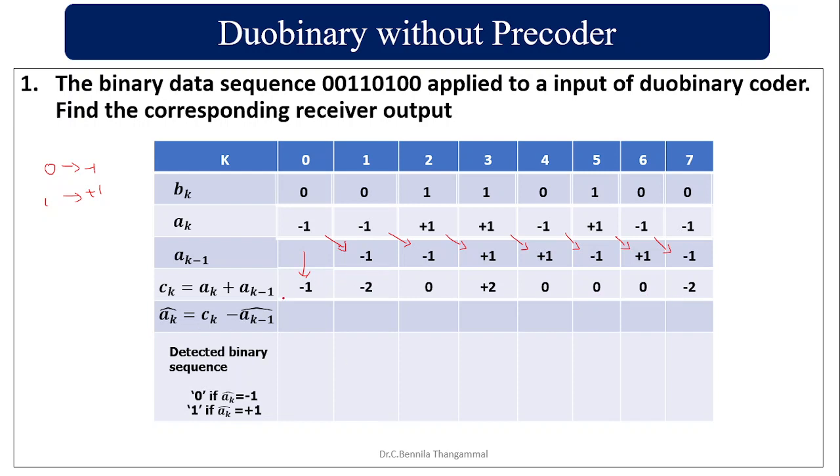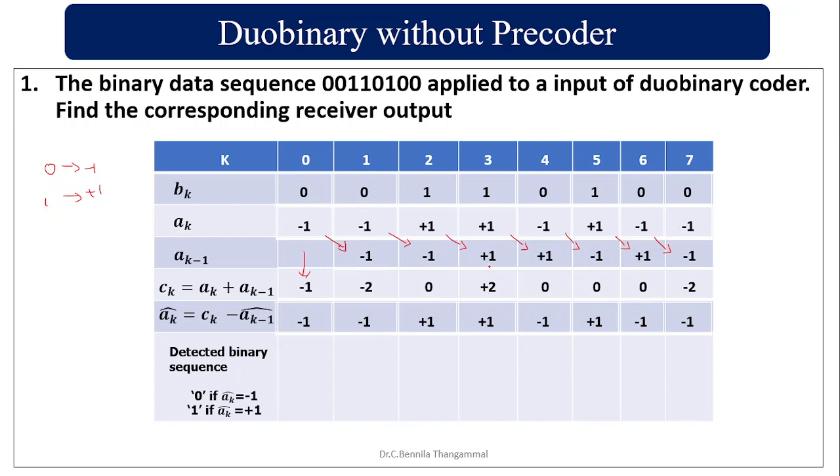Now we transmit this signal from the transmitter side and receive it at the receiver side. From the received sequence, we are going to get A cap. How do we get A cap? CK minus AK minus 1. For the first one we don't have AK minus 1, so we get the same data, minus 1. Then minus 2 minus of minus 1 is minus 1. The 0 minus of minus 1 becomes plus 1.